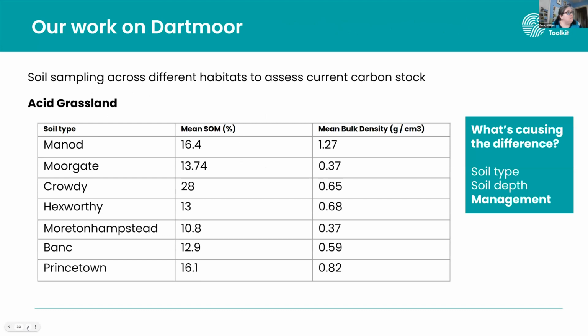So again, this was some work that we'd done on Dartmoor where we said, well, okay, let's categorize it in terms of what is the underlying soil type. Let's then categorize it in terms of habitat. And then let's go out and actually take some samples to look at what we can find. And we can see here, this is Dartmoor, and this is a range of different soil types, all with that habitat of acid grassland. And we can see that the difference runs from 10.8 on a Moreton Hampstead up until 28 on a Crowdy in terms of percentage soil organic matter.